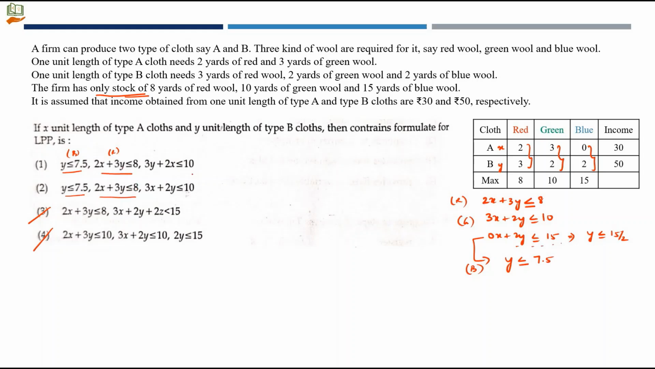Coming to the green wool condition, 3y plus 2x. A is actually denoted by x unit and B is denoted by y unit. They have exchanged the unit here. It should be 3x plus 2y less than or equal to 10. So we can rule out even option 1. This is the green part. Option number 2: y less than or equal to 7.5, 2x plus 3y less than or equal to 8, 3x plus 2y less than or equal to 10 will be the right answer. Next question.